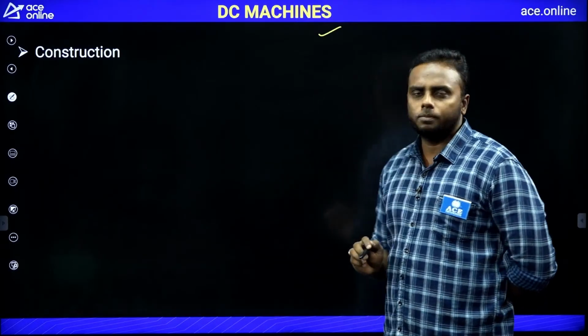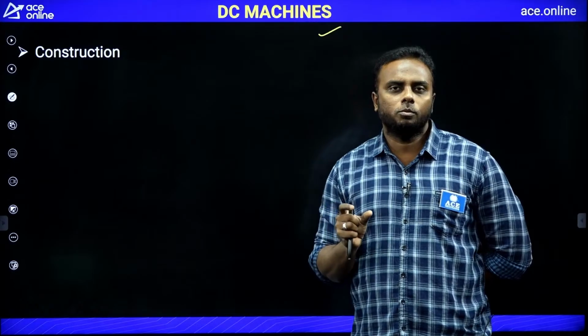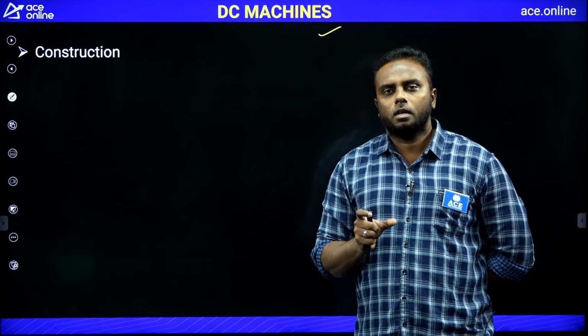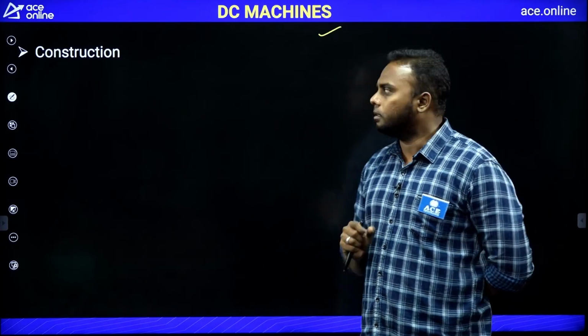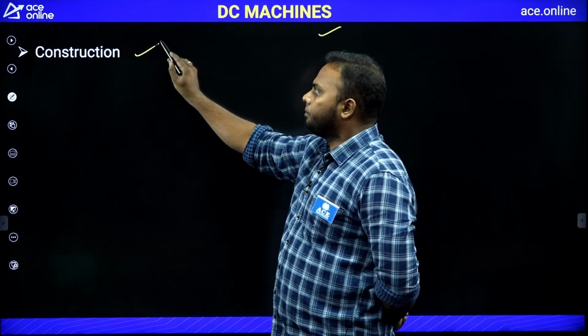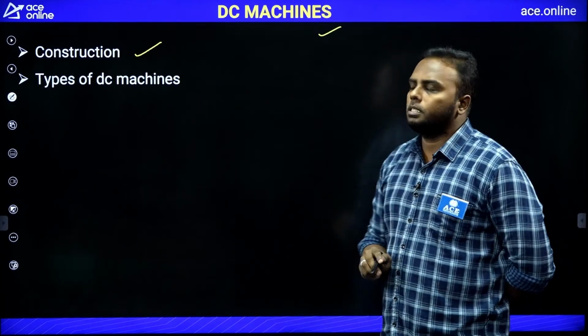So go through all the parts, the construction, every material important for every part of the machine, and what is the purpose of those materials. That is in construction. Next we have types of DC machines.